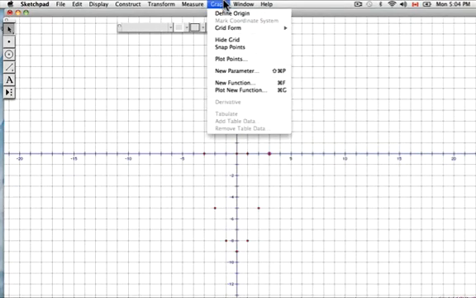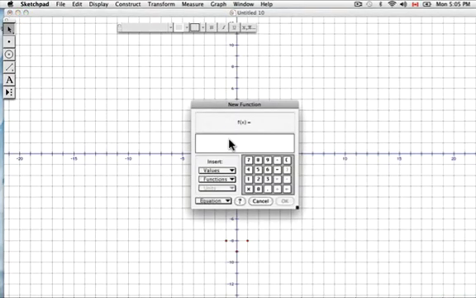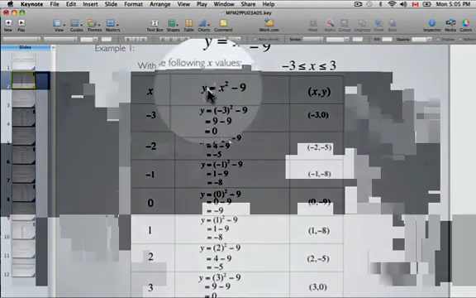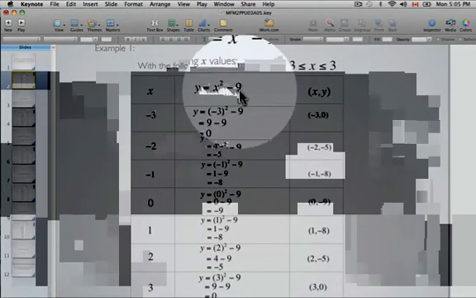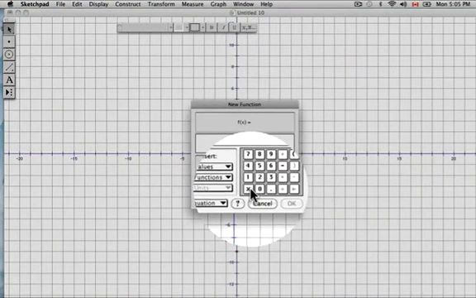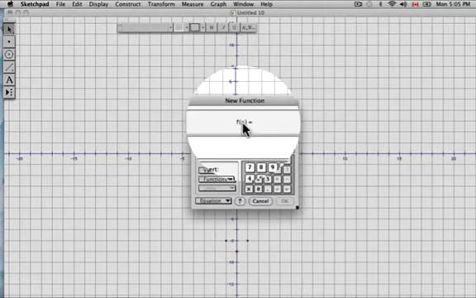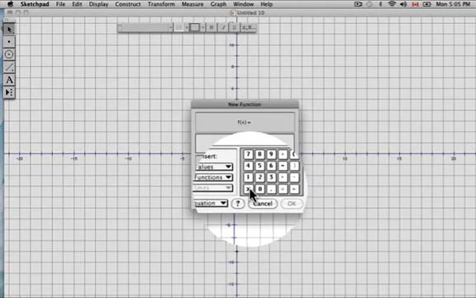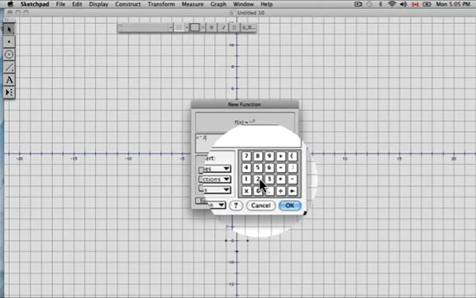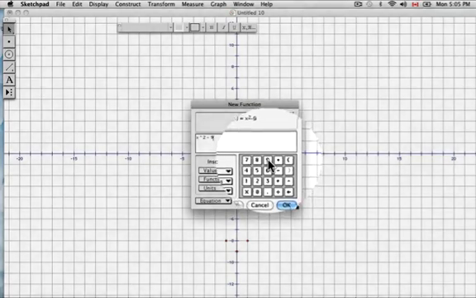Next, what we'll do is we're going to graph this function. We'll input the function by clicking on Graph and New Function. Remember, the function is here. Y equals x squared minus 9. Y equals, or f of x equals, f of x is the same thing as saying y. It's just another way of writing it. So we'll put in what y is equal to. It's equal to x to the power of 2, or x squared, minus 9.